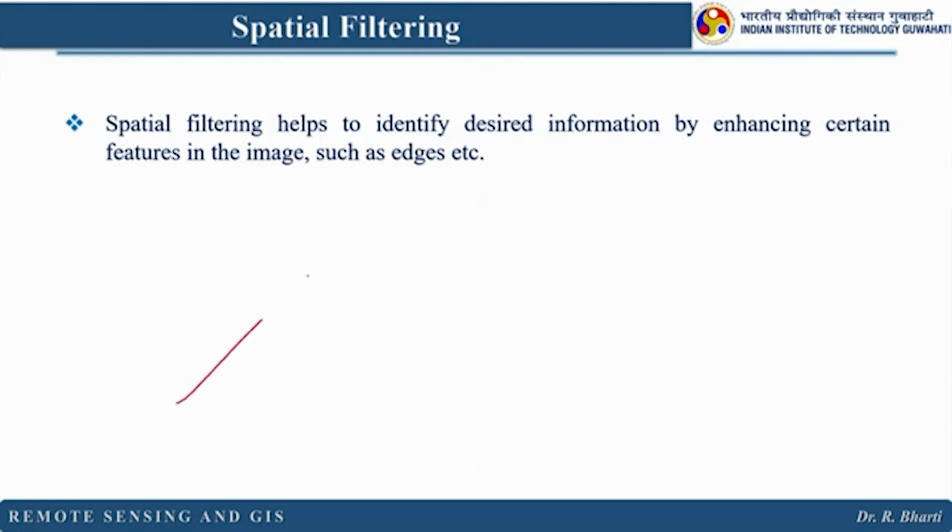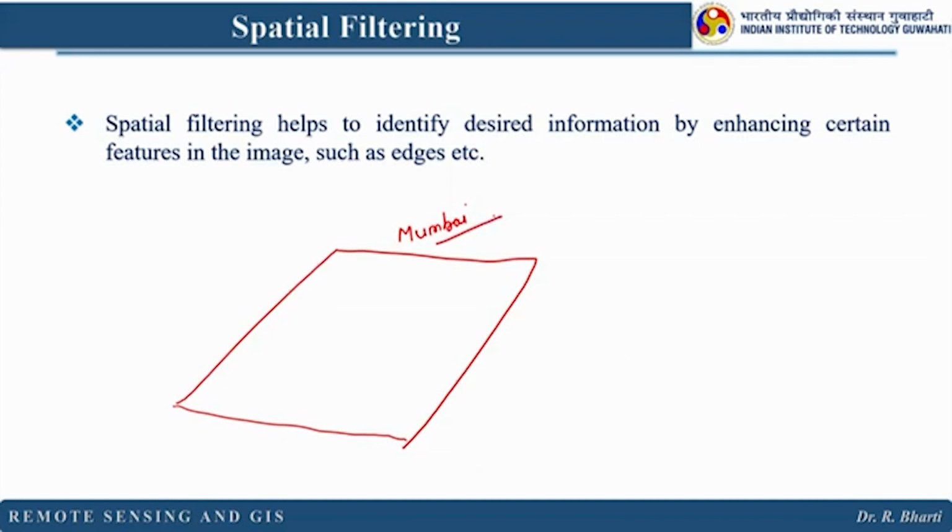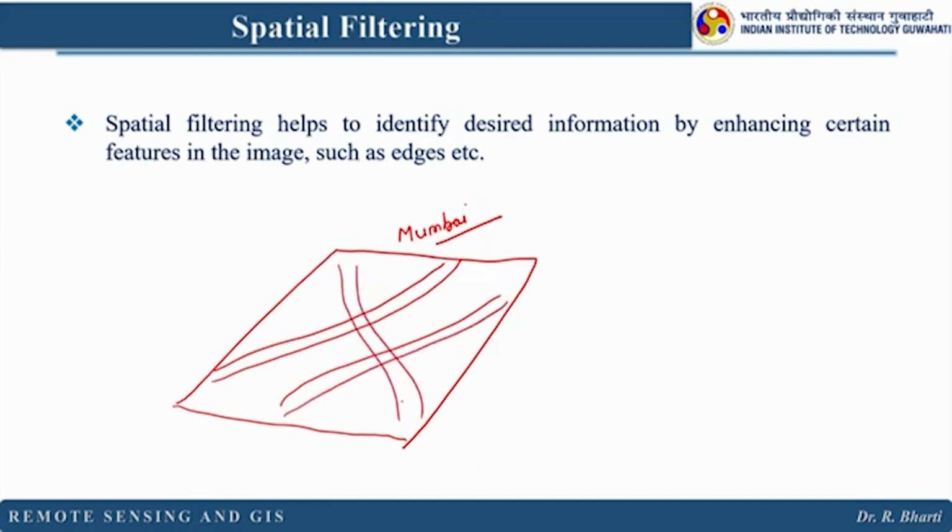So let us take one example. This is Mumbai, the whole Mumbai, and here you want to highlight or map all the major roads. Roads will be running parallel to each other, or sometimes crossing each other. Then there will be some NH, some state highways, and some Kacha roads. All these things you want to map.